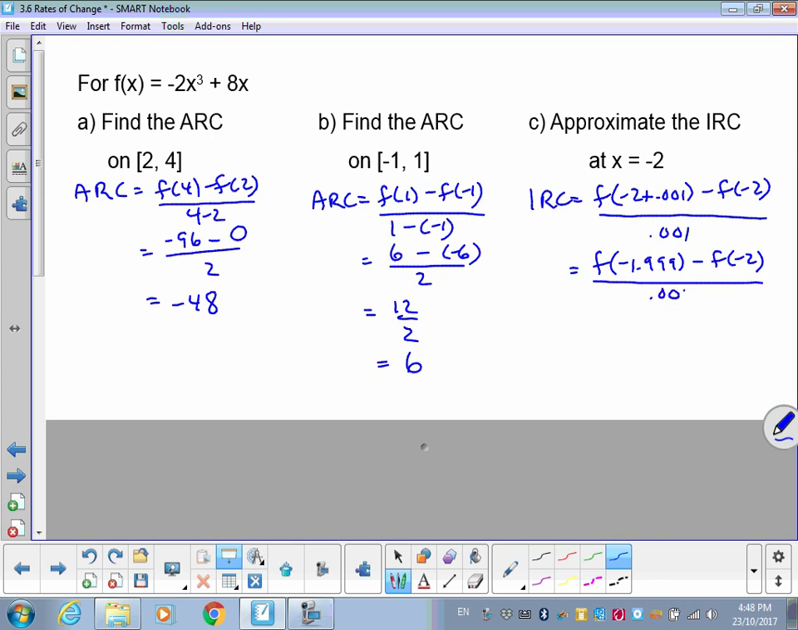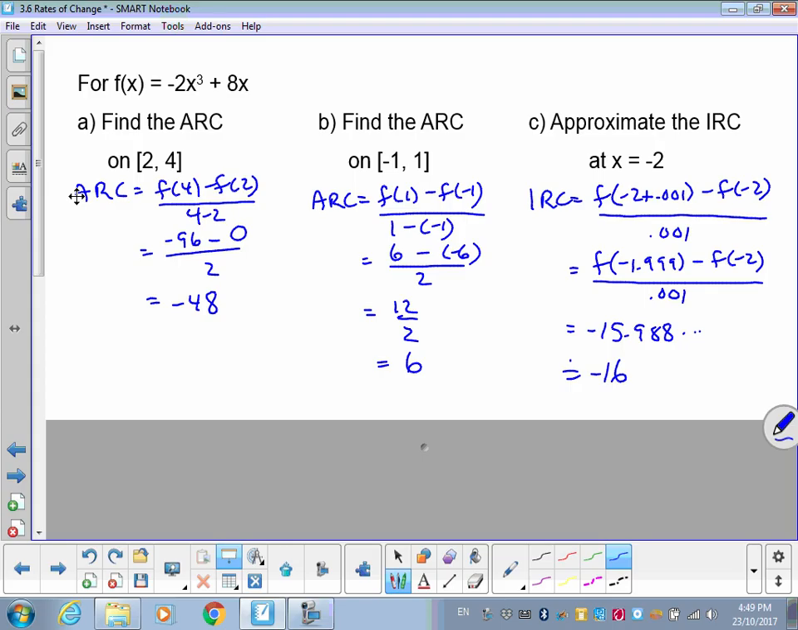And because I'm going to use a calculator to work through it, I'm just going to do it all at once. And I simplify the top, and I divide by 0.001, and we get to -15.988, and then it kind of keeps going after that. So we're approximately equal to -16.